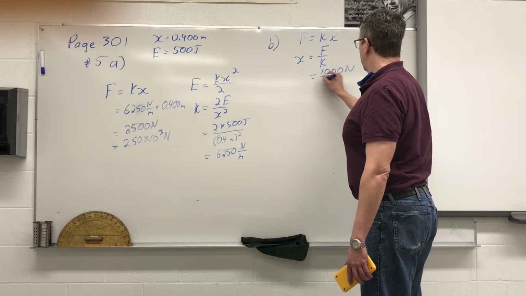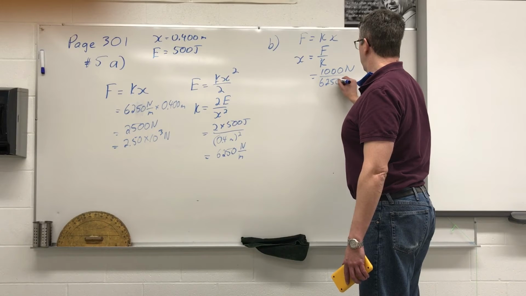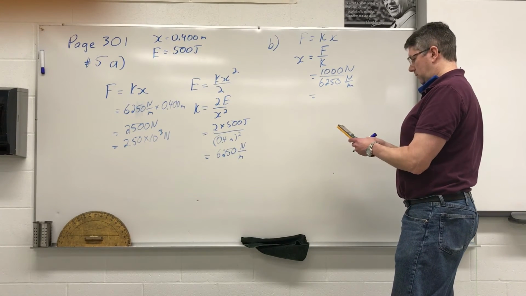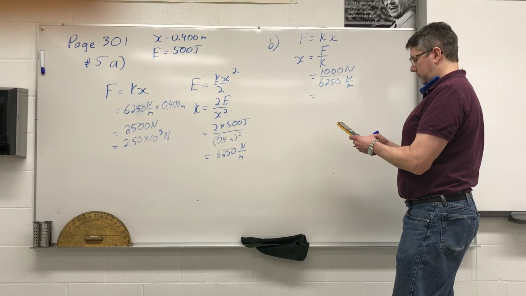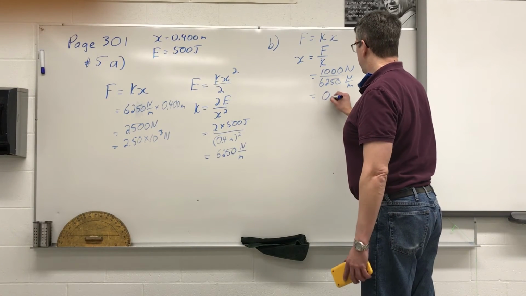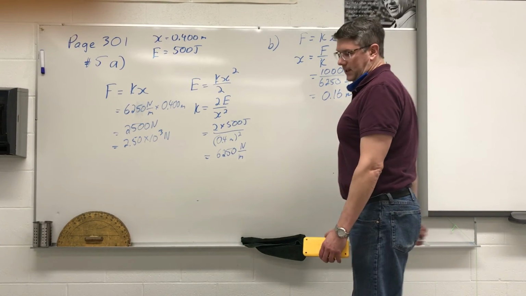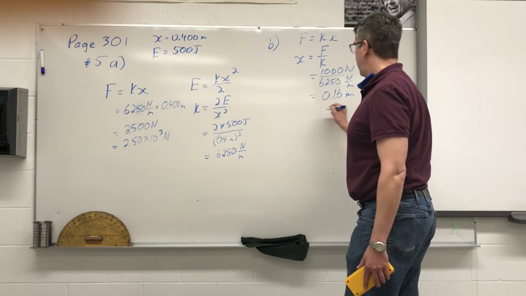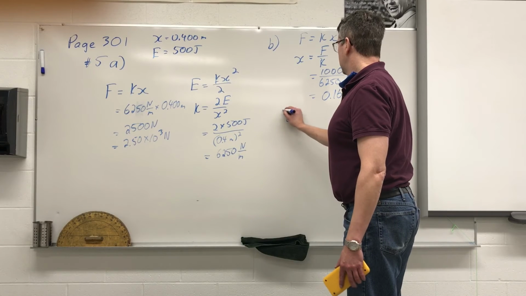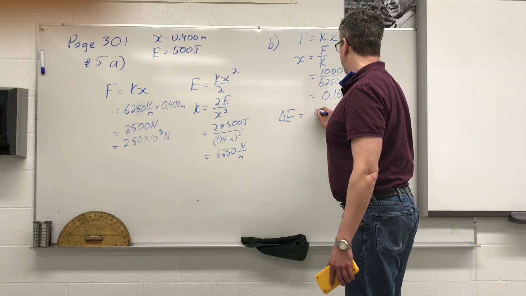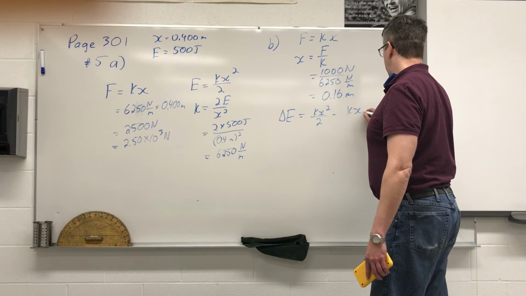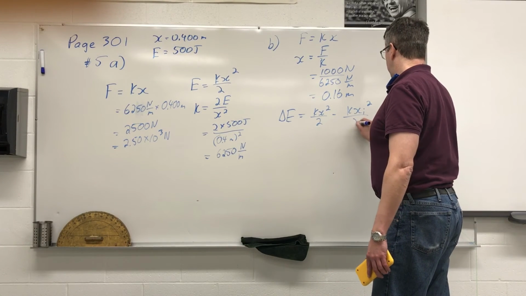1,000 newtons divided by 6,250 newtons per meter gives us a stretch of 0.16 meters, and we are looking for the energy. So our change in energy will be our Kx squared divided by 2 minus Kx initial squared divided by 2.